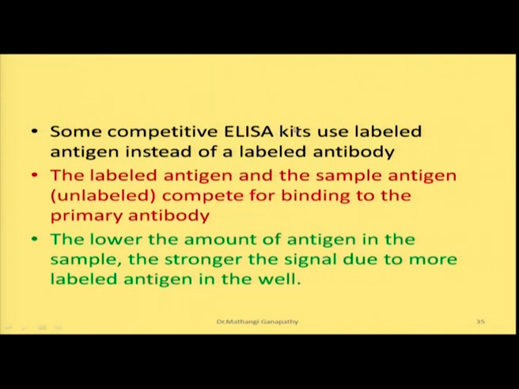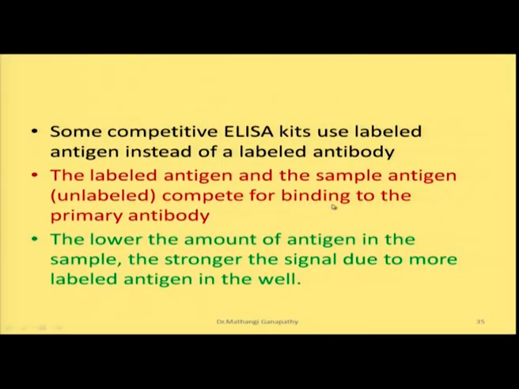Some competitive ELISA kits use labeled antigen instead of labeled antibody. So, instead of using a labeled antibody, we can also use labeled antigen. It depends upon which kit you are going to use. These are commercially available kits. The labeled antigen and the sample antigen, the unlabeled one, compete for binding to the primary antibody. The lower the amount of antigen in the sample, the stronger will be the signal due to more labeled antigen in the well. Let us compare the different types of ELISA.